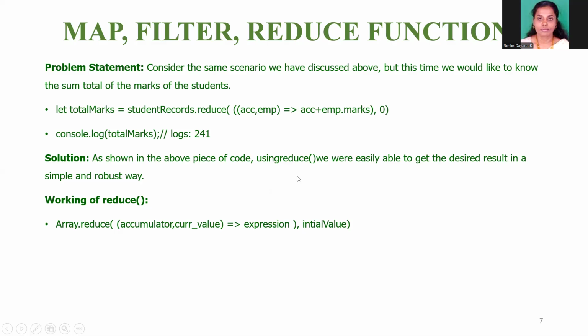So as in the above piece of code, using reduce, we were easily able to get the desired result in a simple and robust way. In a single line, we get the output. The working of the reduce function is array dot reduce of accumulator comma current value implies expression comma initial value. This syntax is the same as the example here. Thank you.